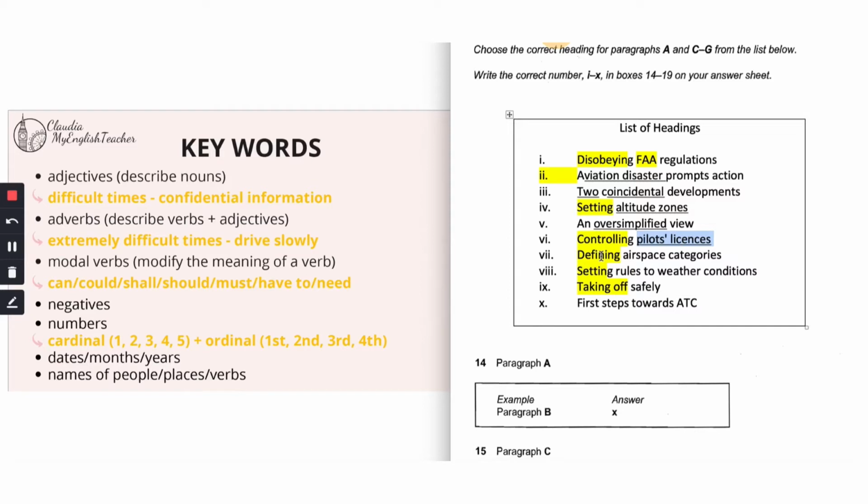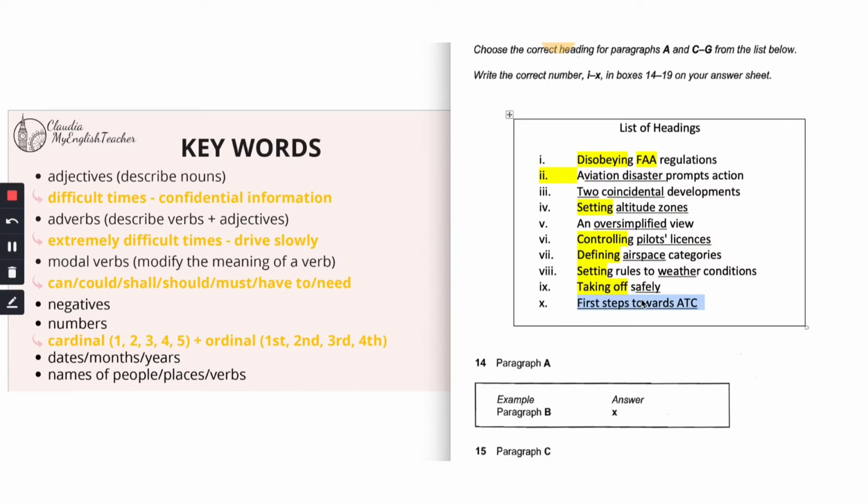Number 7, define an airspace categories. I would underline airspace, which is describing the categories. In number 8, I would probably underline the weather conditions or just weather. Number 9 has got an adverb, safely, which I will underline. And then you've got number 10, which is already given for you. As you can see, it matches paragraph B. So you can take that one out.